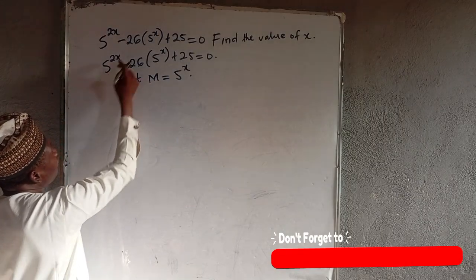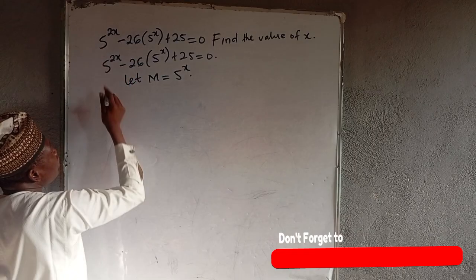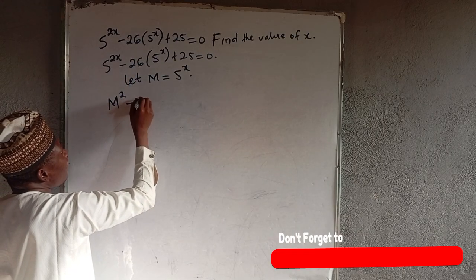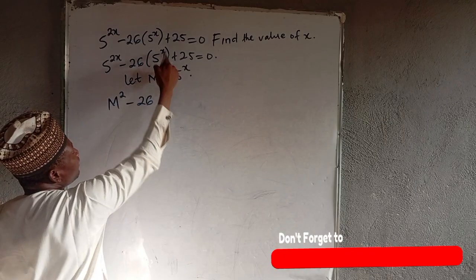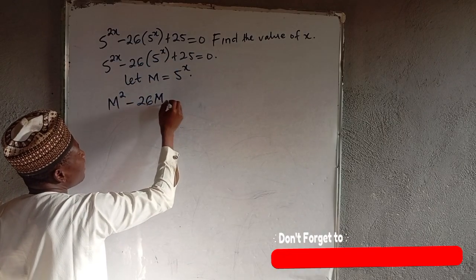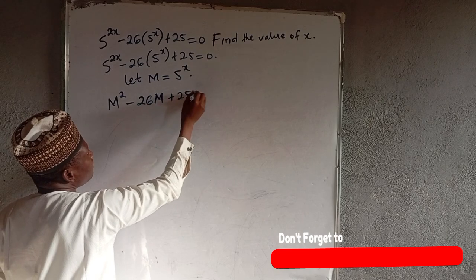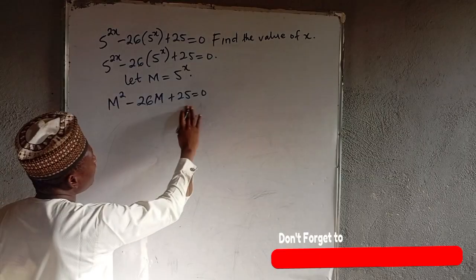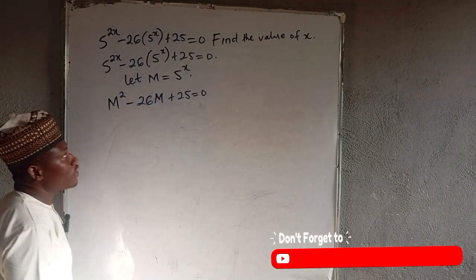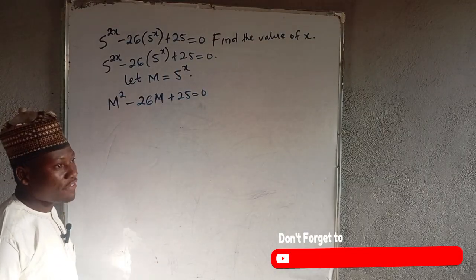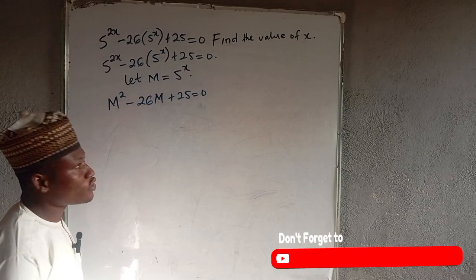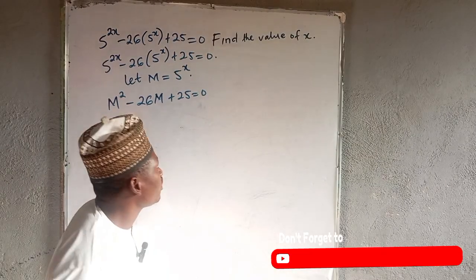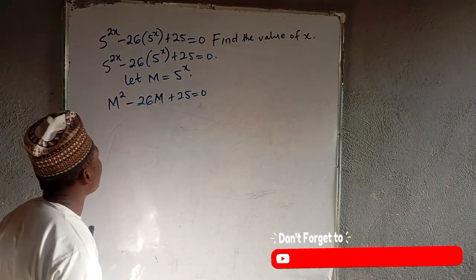Here I have 5 raised to the power of x and I still have the 2, so it is going to be 5 raised to the power of 2 minus 26 times 5 raised to the power of x, which I can now put as m, plus 25 equals 0. So in this case, I have a quadratic equation, and we know the methods of solving a quadratic equation. We have the factorization method, so let us use it because it is one of the methods of solving quadratic equations.